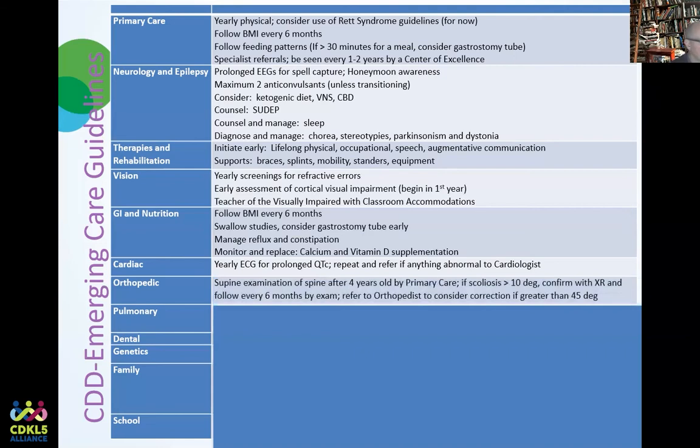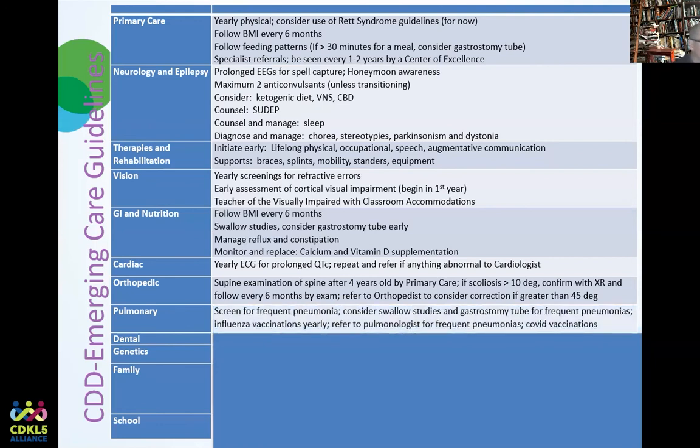For orthopedic concerns, there needs to be a supine examination of the spine after 4 years by the primary care. Sorry, there's a misprint there. It should be a prone examination of the spine after 4 years old by the primary care. If there's scoliosis more than 10 degrees, then this needs to be confirmed with an x-ray and then followed every 6 months by an exam. We suggest referral to an orthopedist to consider correction if the curvature is greater than 45 degrees.